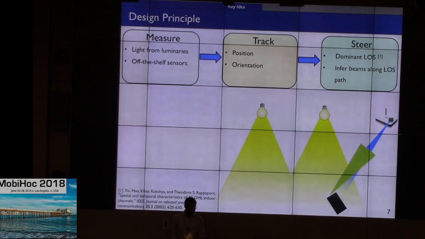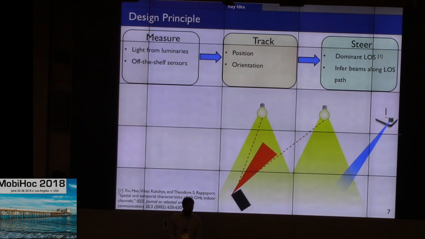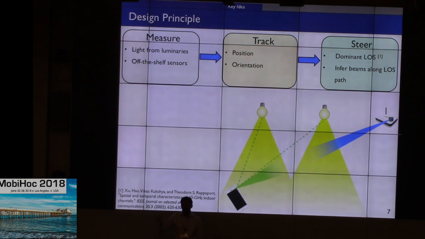So here is a demonstration of our system. If the device moves around, the prior sectors or beams are no longer valid, but we can detect this mobility using the indoor light-based measurements, and then we can steer the beams along the line of sight path and hence keep on maintaining the link.